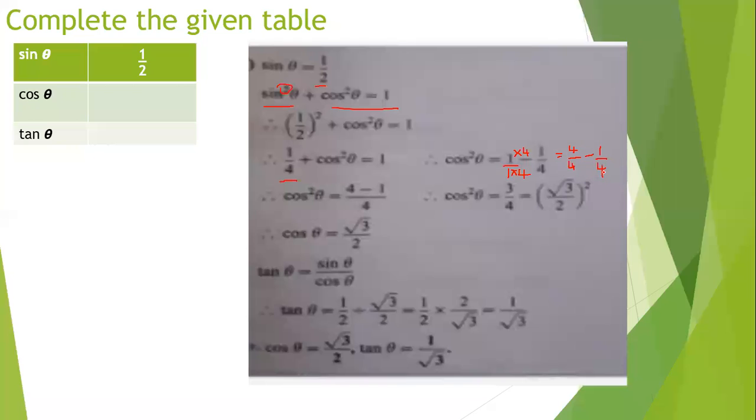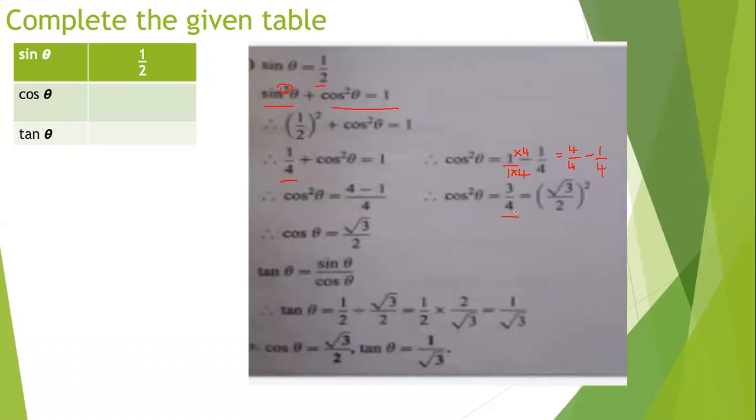Okay, now the denominators are the same, so you can subtract the numerators. So we got cos square theta is equal to 4 minus 1 upon 4. And what will be the answer? 4 minus 1 is 3, and the denominator we copy as it is, 4. So cos square theta is equal to 3 upon 4.